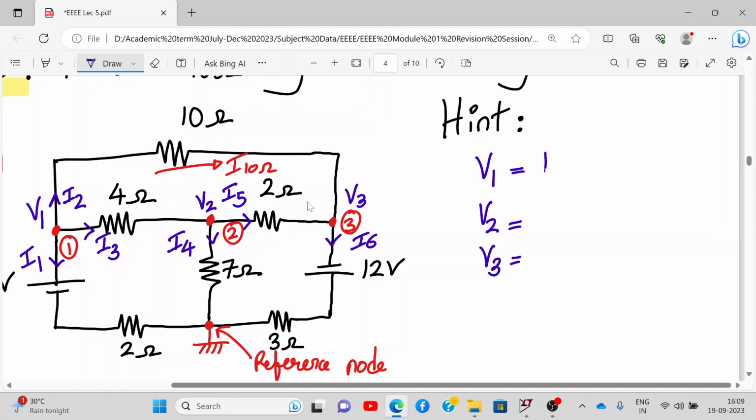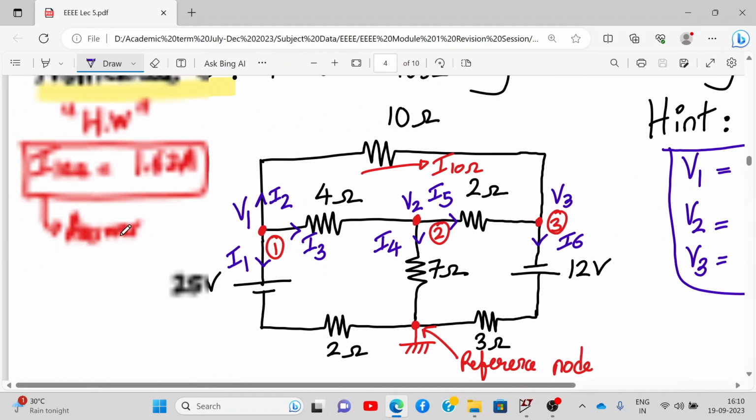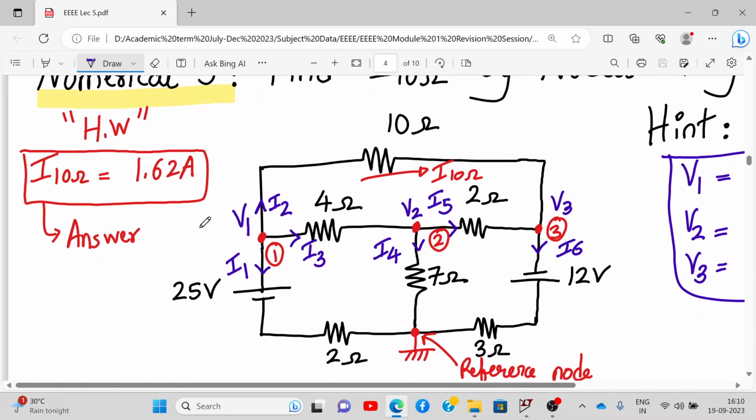So V1 came out to be 15.944 volt. Okay, these are the answers. V2 came out to be 4.316, and V3 comes out to be 0.2652. All right. So these are the values of the node voltages, and finally the current flowing through 10 ohm resistance will be 1.62 amperes. So let's do one thing.